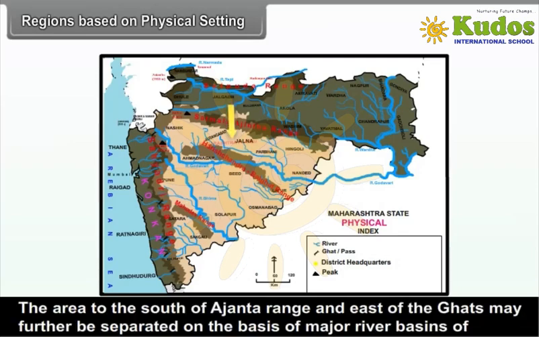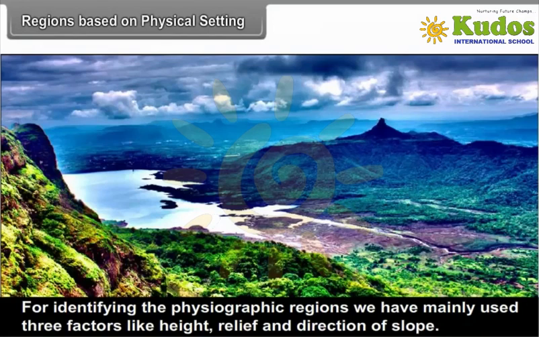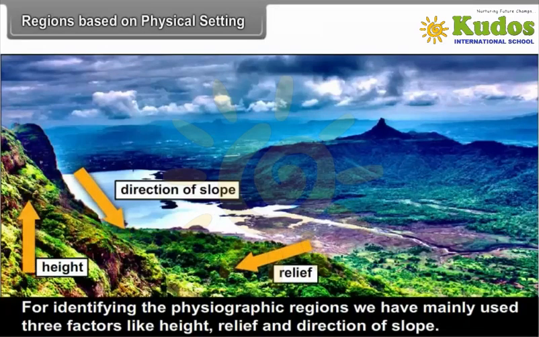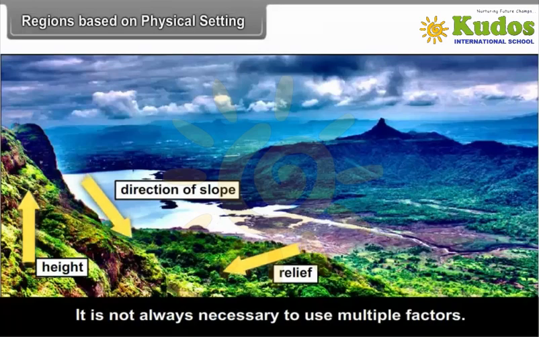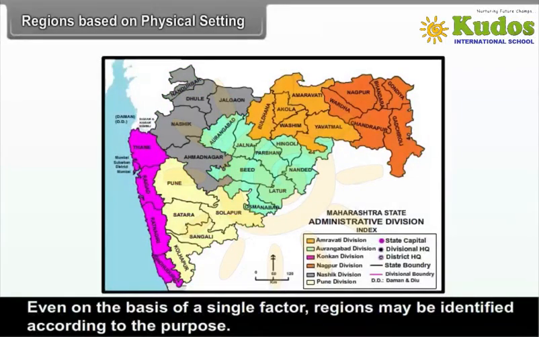The area to the south of Ajanta range and east of the Ghats may further be separated on the basis of major river basins of Godavari, Bhima and Krishna. For identifying the physiographic regions, we have mainly used three factors: height, relief, and direction of slope. It is not always necessary to use multiple factors. Even on the basis of a single factor, regions may be identified according to the purpose.